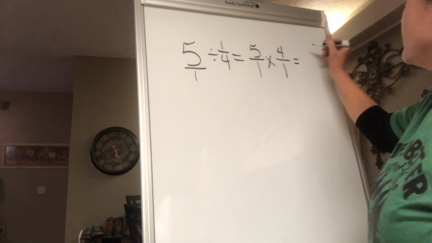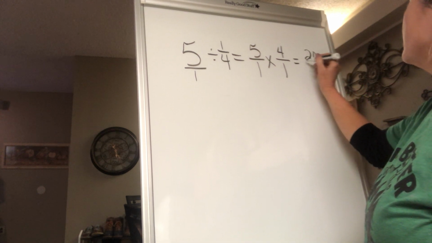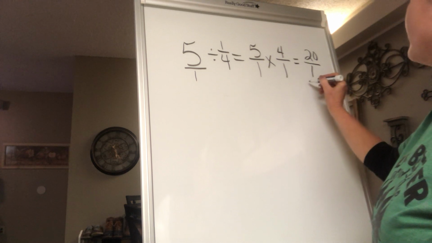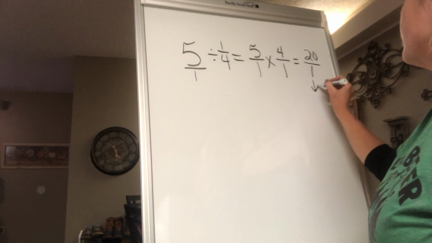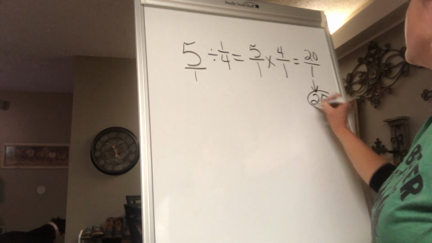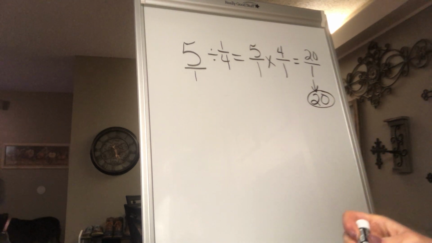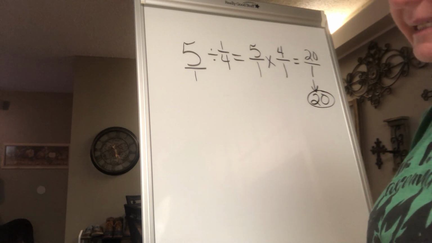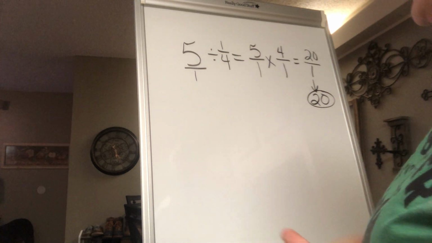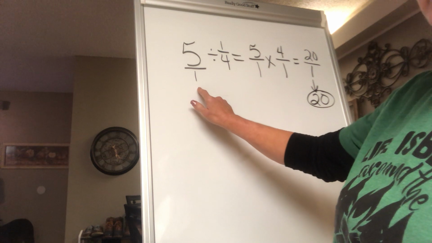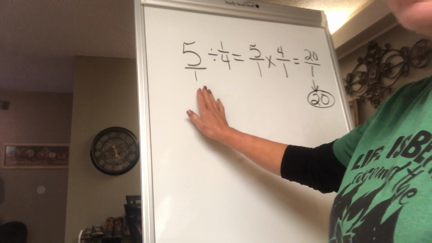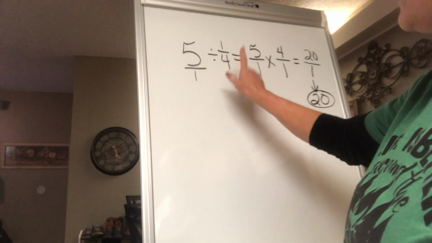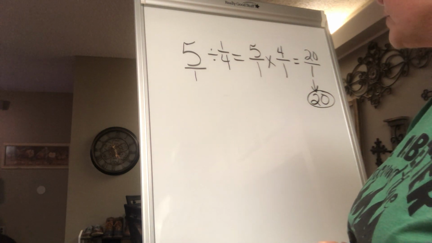Five times 4 is 20. 1 times 1 is 1. So my final answer is 20 over 1, or 20. B. Now this time, my first number gets a little larger. Now I'm going to have 6 of them. But I'm still dividing them into fourths.